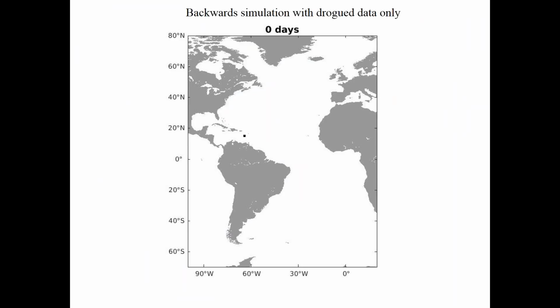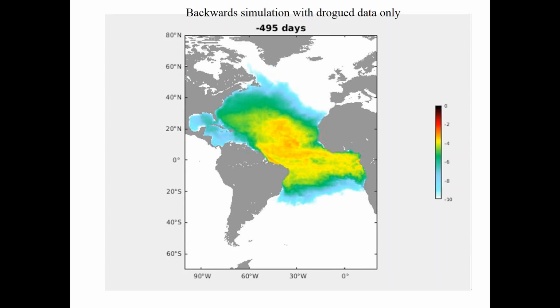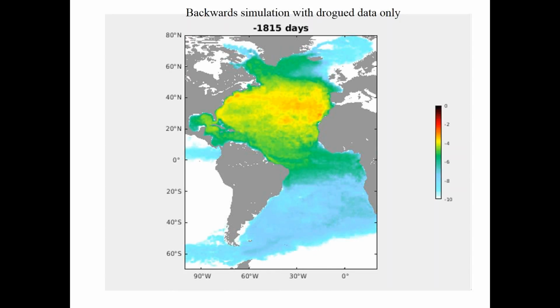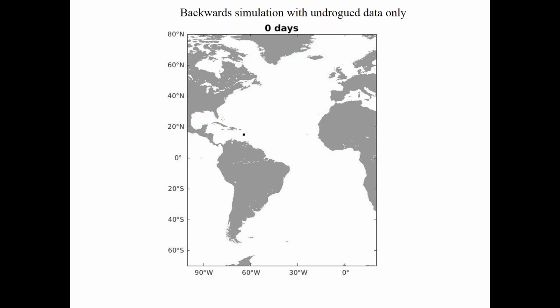Drogued data only, backward simulation. I'm going to start, or end, I should say, I'm going to end here in the Eastern Caribbean, and I'm going to run backwards in time. Drogued data only. And going that far back in time, we see a lot of connectivity, and you saw much more of it earlier in the movie, with that NERR region, and then way back in time, probably that's 5 years, you see a connection to mostly the eastern North Atlantic, and really, really low values in the Sargasso Sea.